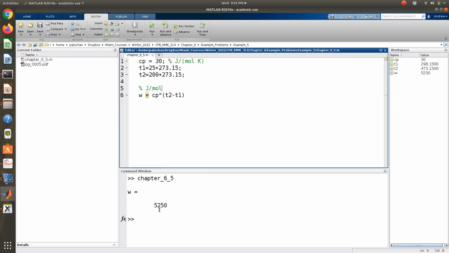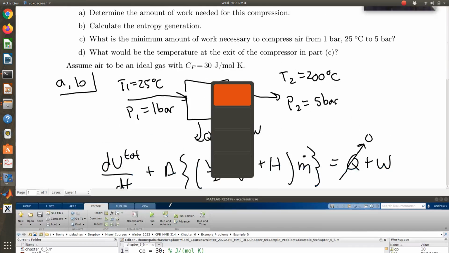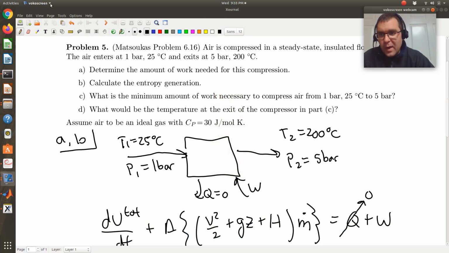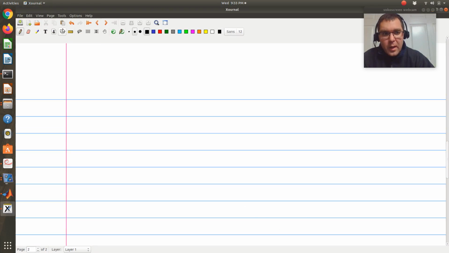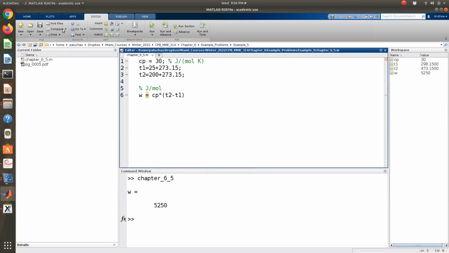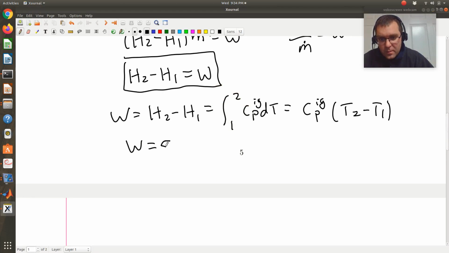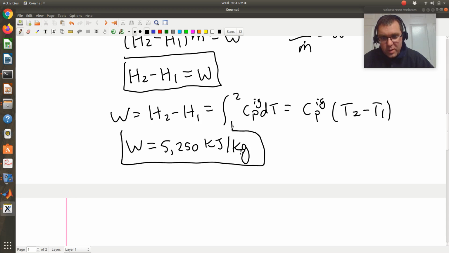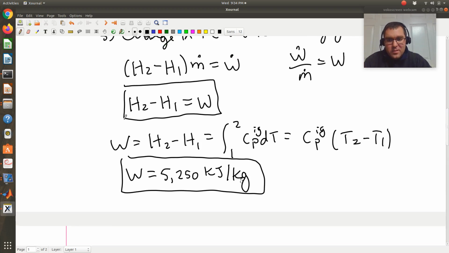Okay, so running, I get 5,250. Okay, and so it's positive because work needs to be done on my system. So W is 5,250 kilojoules per kilogram. It's positive because work needs to be done on my system. All right, so if I think of an air compressor, I've got to plug it in. Work needs to be added to my system. All right, so there's W.